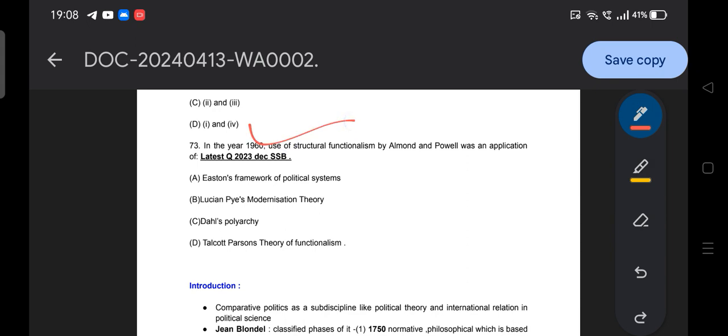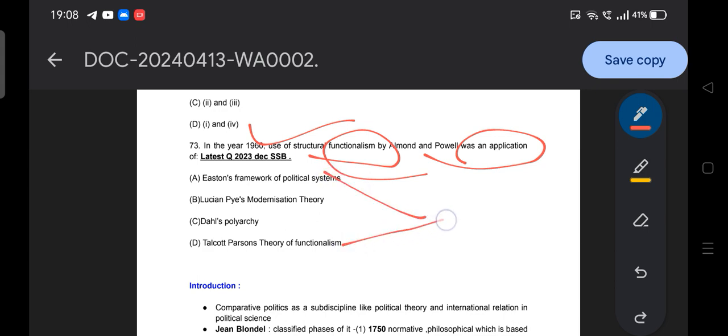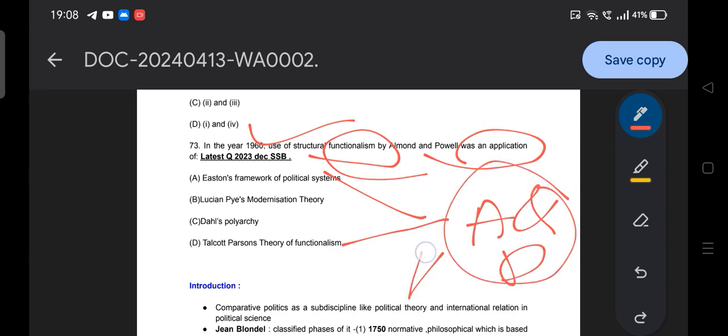Then one of the latest questions, which is a very dynamic question. In the year 1960, the use of structural functionalism by Almond and Powell was an application of Easton's framework of political system, Lucian Pye's modernization theory, Robert Dahl's polyarchy, or Talcott Parsons' theory of functionalism. The answer to this question is basically option A and D. Both are the answer according to the official key, and both are correct also. So we will discuss that.